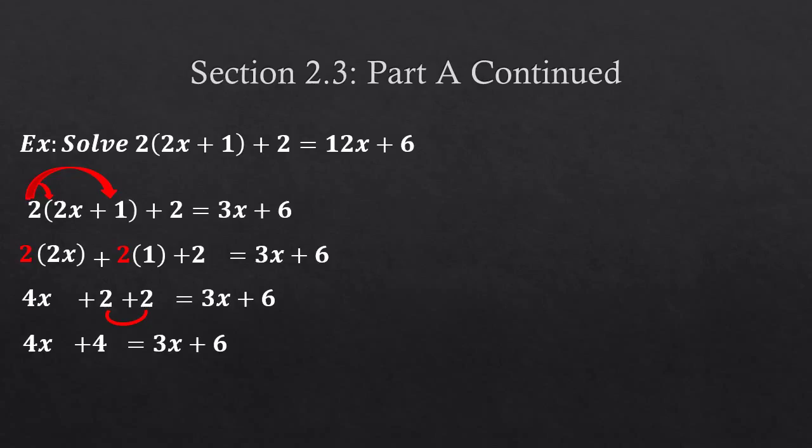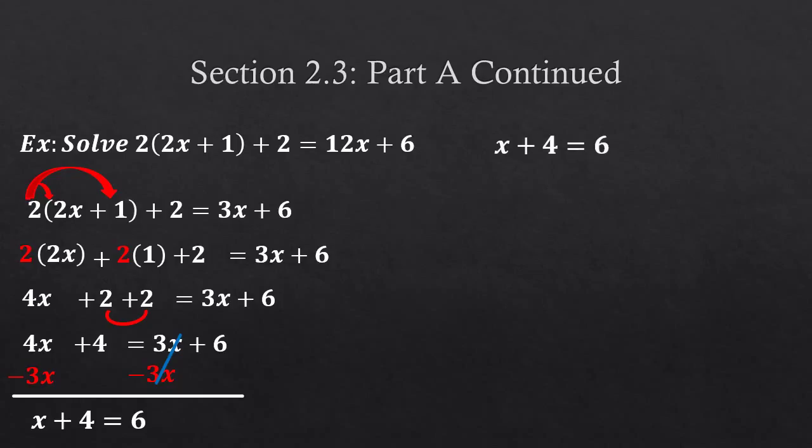Begin solving for x by subtracting 3x from both sides because the 3x is assumed to be positive, so make it negative. On the right-hand side, they cancel out. Positive 4x combined with negative 3x is 1x, or x. Bring down your positive 4 equals 6.